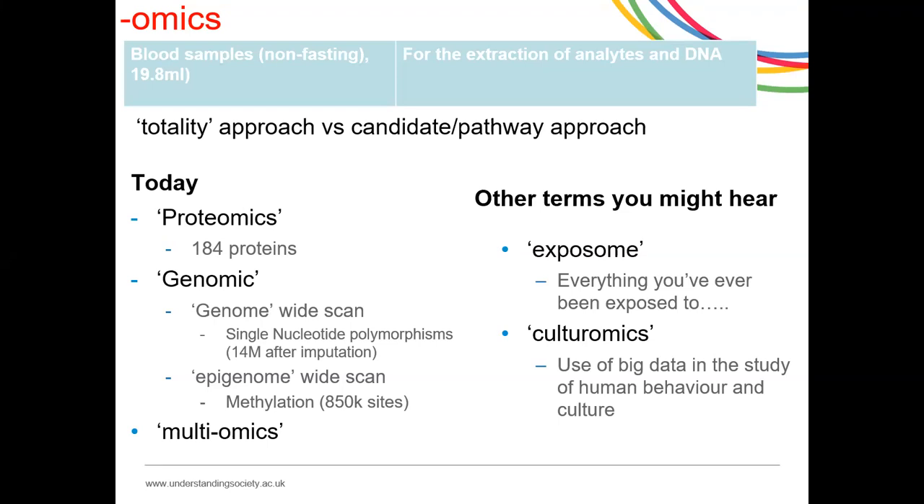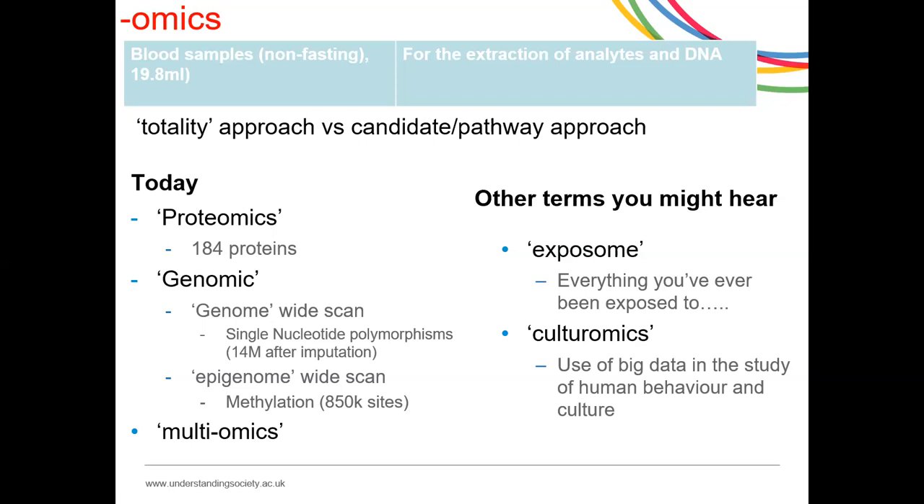But we have data that has measured 14 million of them across the genome, and you can look to see how that's associated with your phenotype of interest or your variable of interest. We have measured methylation, which is a measure of something called epigenomics. And again, we've measured 850,000 sites across the genome. So you can look at that with your outcome of interest.